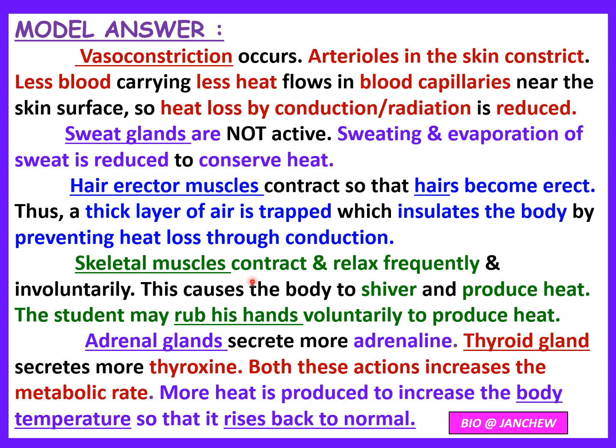Fourthly, skeletal muscles all over the body will contract and relax frequently and involuntarily, so the body will shiver and produce some heat. The person may rub his hands voluntarily to also produce heat when he's cold. Now, the glands. Adrenal glands secrete more adrenaline. Thyroid glands secrete more thyroxine. Both these actions increase the metabolic rate and also the rate of respiration, so more heat will be produced to increase the body temperature. And all these processes will cause the body temperature to be increased back to normal.